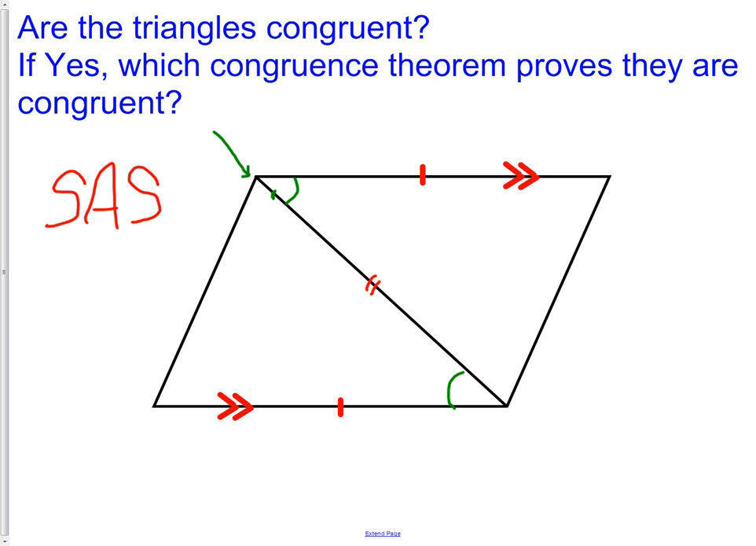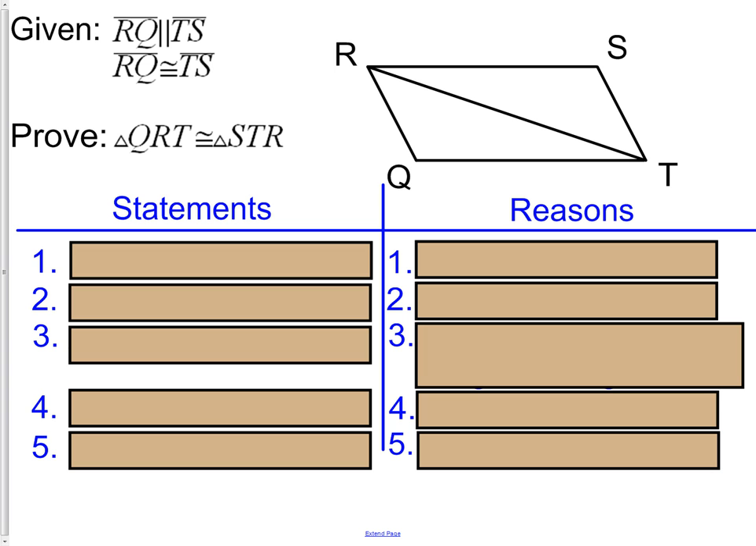We have one more thing in today's lesson, and then you're done. That is, we're going to do a proof. We're given a picture, RQST or RQTS, and we're given some information. We're told that RQ is parallel to TS.